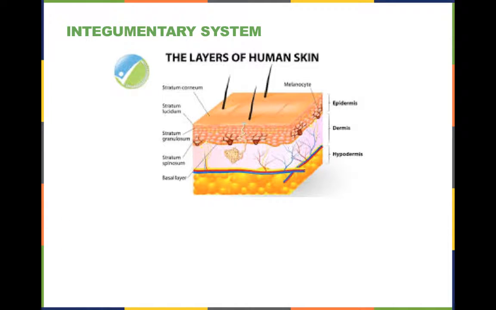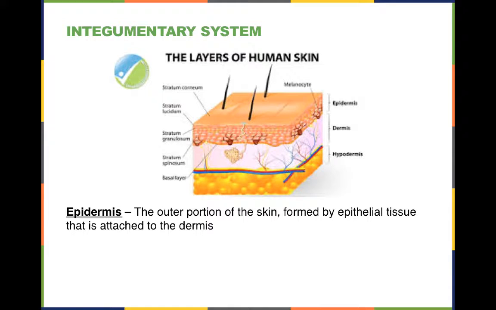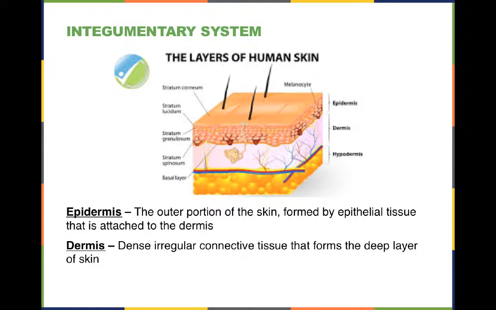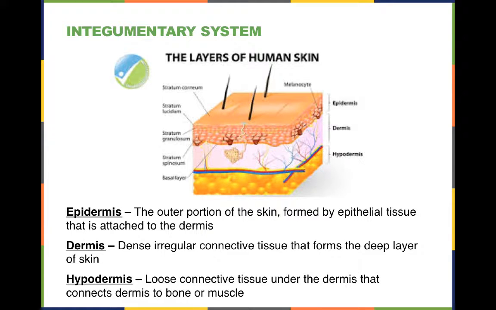Now, the integumentary system is separated into layers. There are actually three major layers of the skin. The epidermis is the outer portion of the skin. It is formed by epithelial tissue that attaches to the dermis. The dermis is the dense, irregular connective tissue that forms the deeper layers of skin. Actually, some people do not consider the third layer a layer of skin, but it's called the hypodermis. The hypodermis is loose connective tissue that is under the dermis and connects the tissue to the bone and underlying muscle.